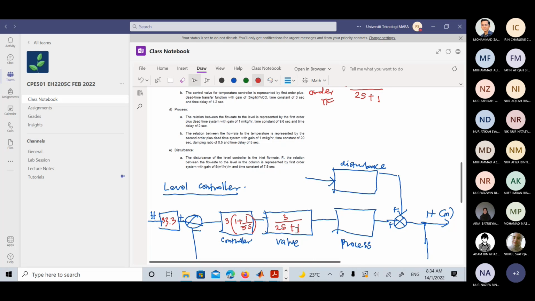Okay, so lepas masuk valve, masuk ke process. So process, the information given for a level controller.